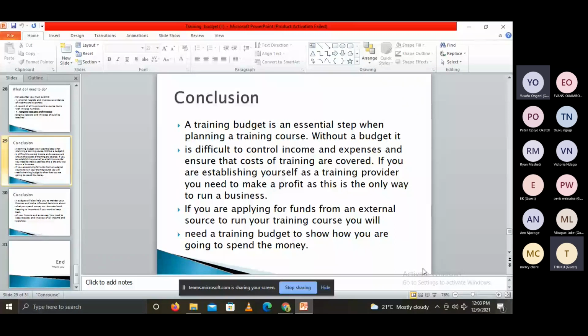Be objective. Don't expect too much if you have no history of getting that much, so that you don't have a situation where you have so many activities planned, but you're not able to do them. The other possible challenge that you can have in a training budget is where you have excess money left. That means you had over budgeted.